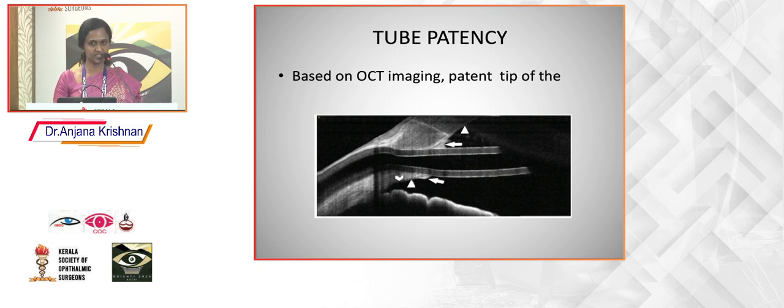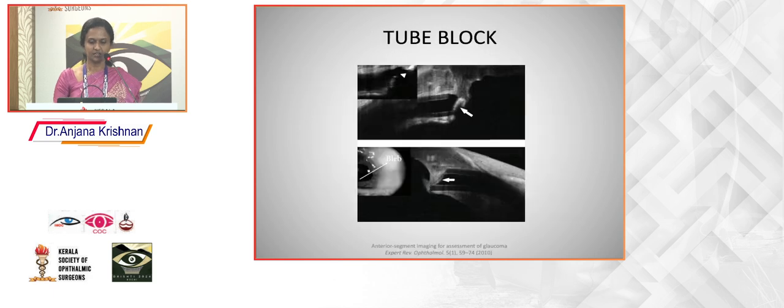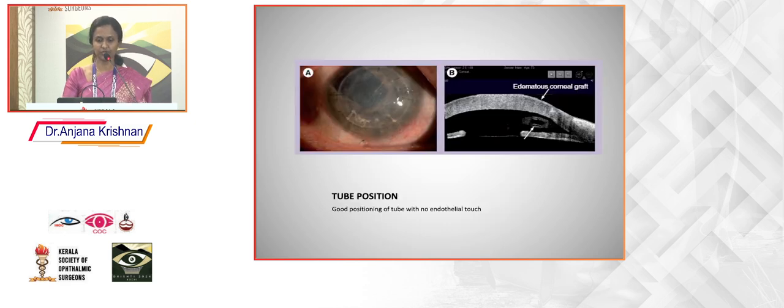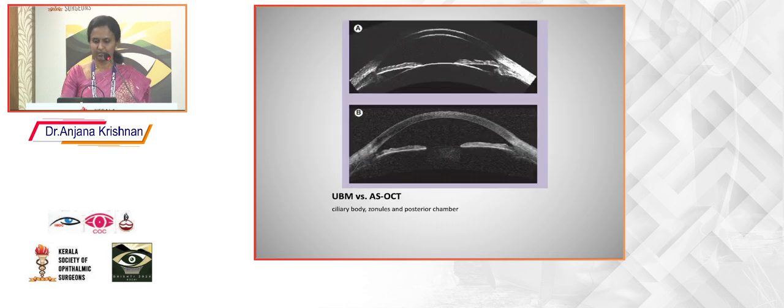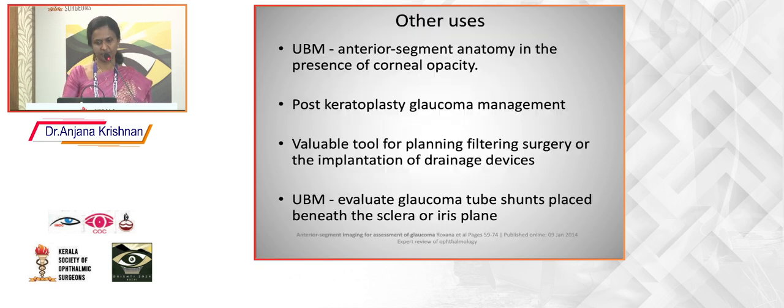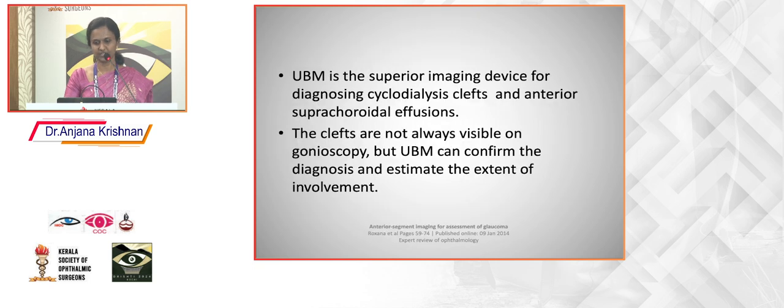The tube patency can be checked with ASOCT. Here is a tube block, partially blocked by an iris in the first picture, and in the second picture, as already shown earlier by Dr. Jayashree, the tube has not entered the anterior chamber. Even though the cornea is a bit hazy here and they suspected an endothelial touch of the tube, you can make out that the tube is not touching the endothelium. As already mentioned, the UBM has better penetration, and other uses are in opaque cornea.